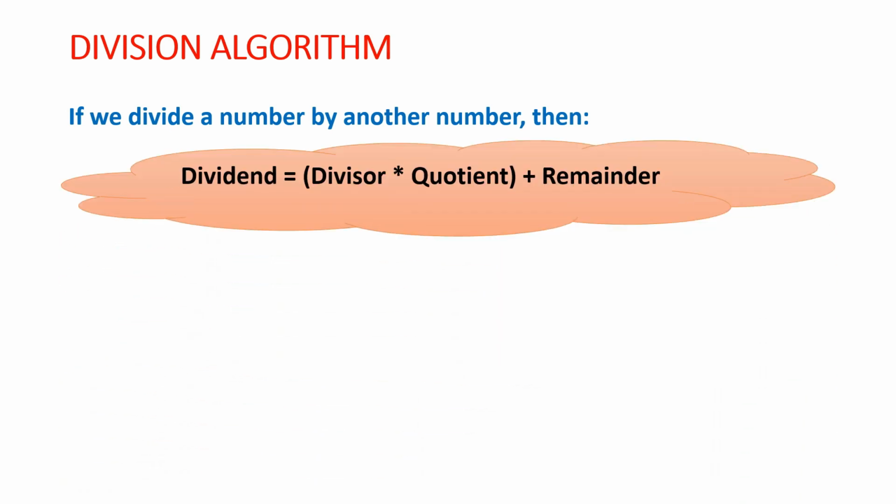If we divide a number by another number, then dividend is equal to divisor into quotient plus remainder. Just remember this thing. It will help a lot to solve the problems which are related to division algorithm. Dividend is equal to divisor into quotient plus remainder.